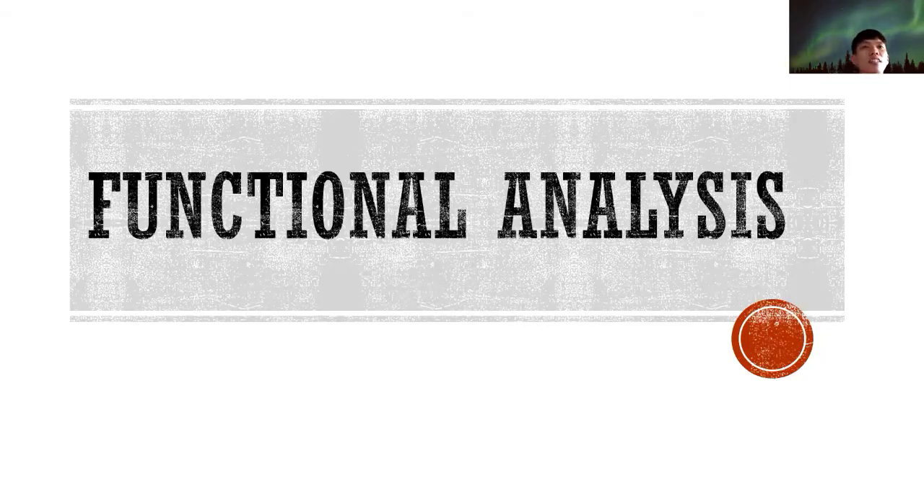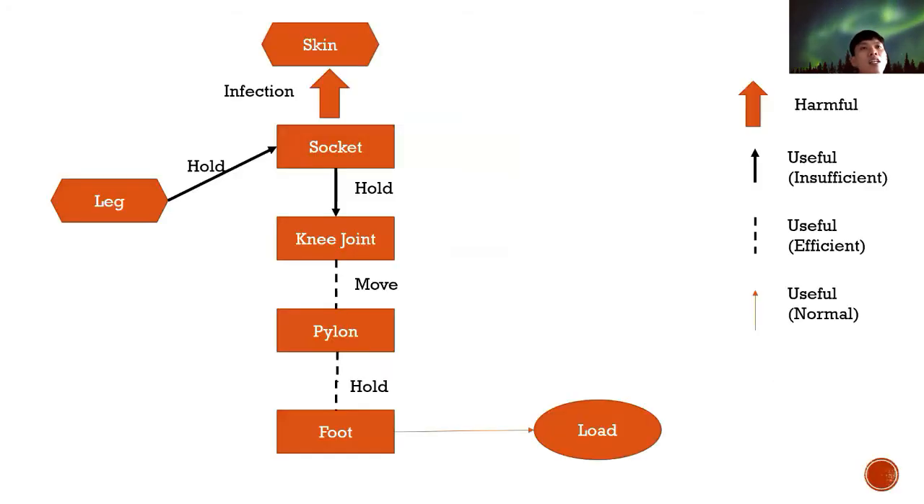In the functional analysis, we need to know that each system has its own function. The leg holds the socket, which is useful, and the socket holds the knee joint, and the knee joint moves the pylon, and the pylon holds the foot, which is efficiency. We can see the arrows that I drew beside this picture: they show useful, efficiency, and useful but inefficient. And the skin will be infected by the socket.